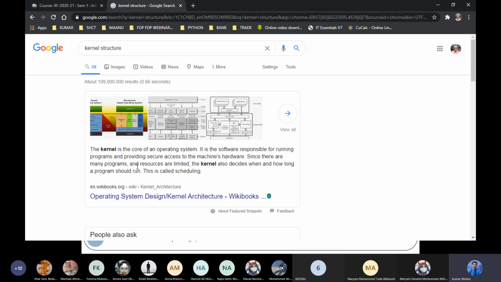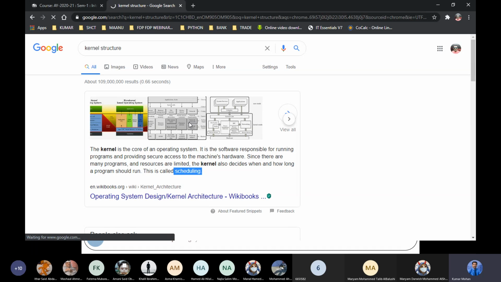It will limit the resources. It will decide which resources each process can access. Understand? That we'll see in the scheduling algorithm later. We have one topic, scheduling algorithm. We'll see that one later.